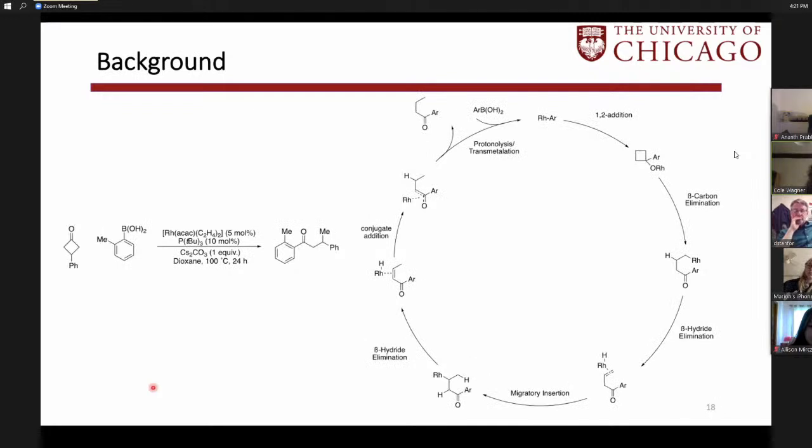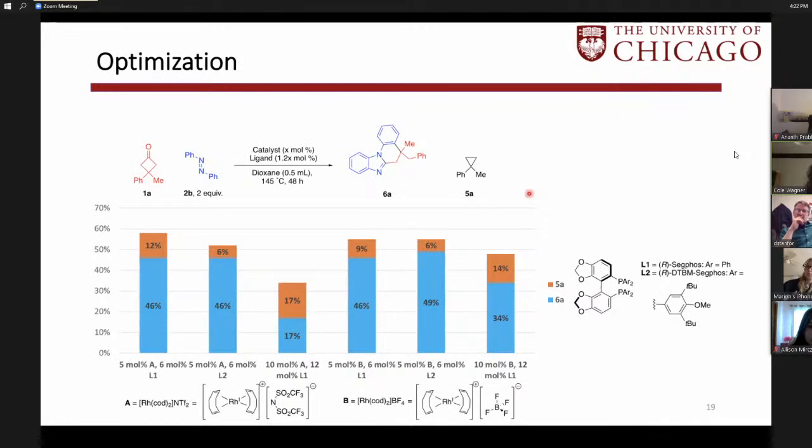So this is kind of in line with some other reported reactions where rhodium aryl species can add to cyclobutanones and then undergo beta carbon elimination for opening four-membered rings. So there's some precedence to support this. So then going forward, we worked on optimizing the reaction, just screening different catalysts and ligands.